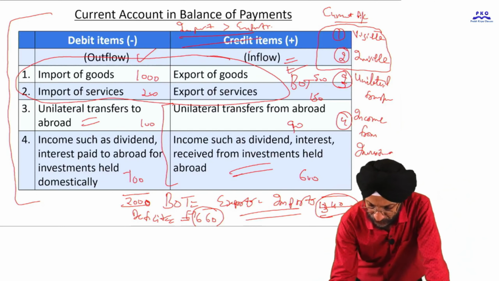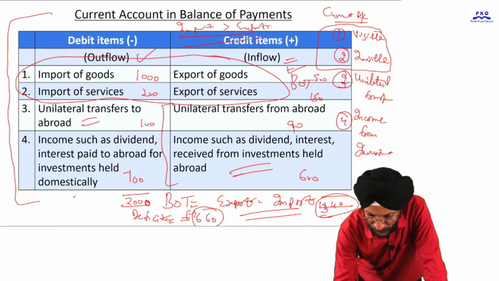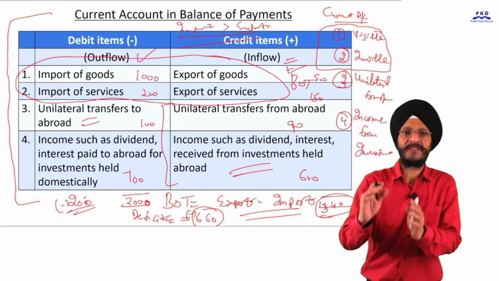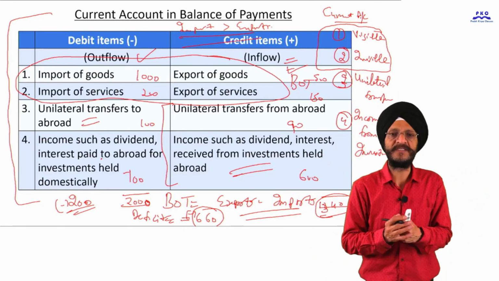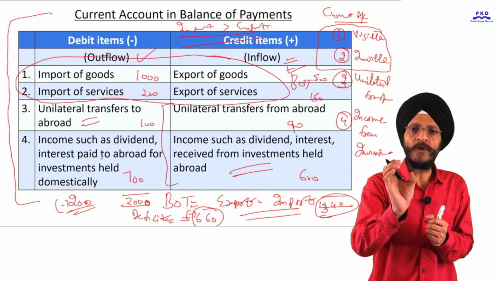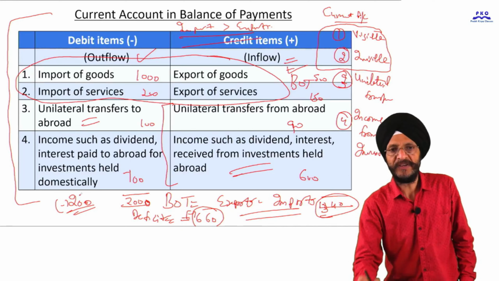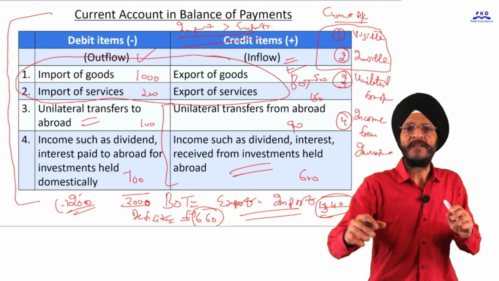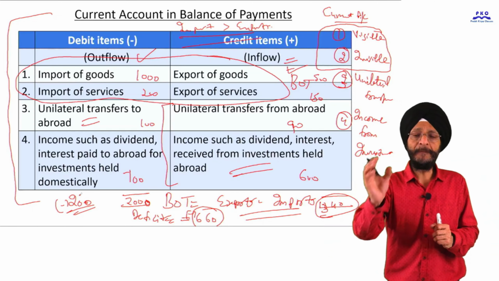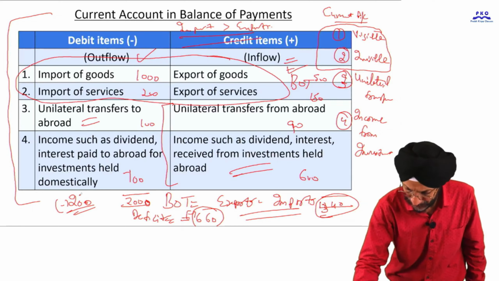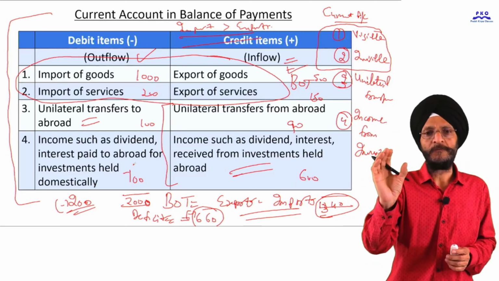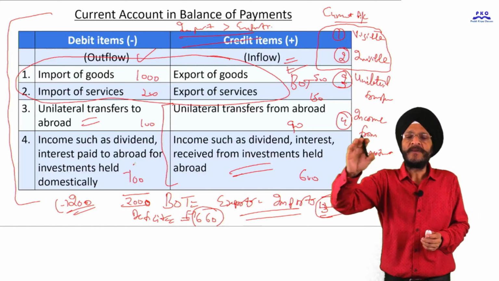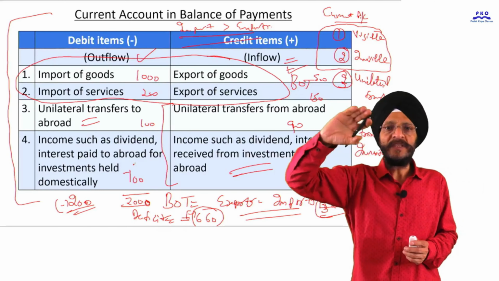Suppose there is a difference between export and import of, say, 200. Suppose we assume that there are negative figures, that imports are more as compared to exports. So these two items, unilateral transfers and income, can play some role in reducing this negative figure to some extent. But we cannot say that all of the negative impact of balance of trade will be absorbed by these two items, unilateral transfers and income. No, they can play only some role, not completely wipe out the impact of negative balance of trade.